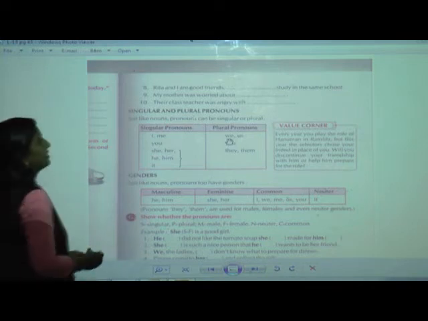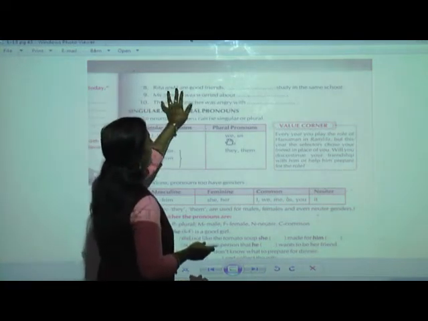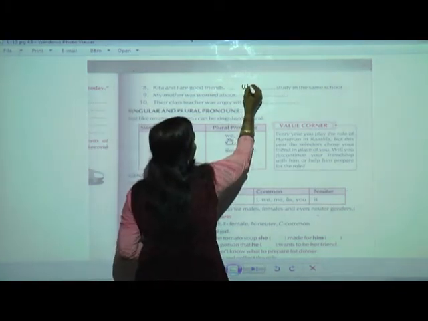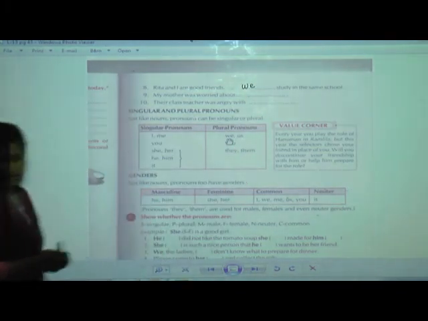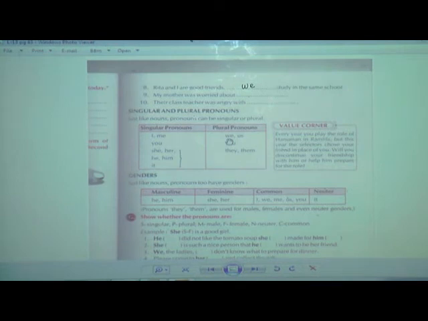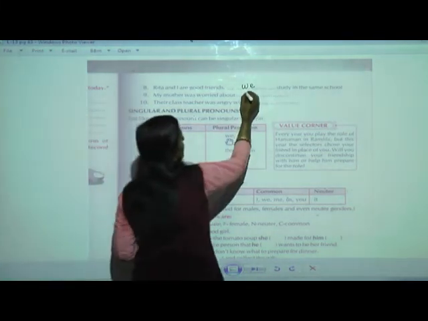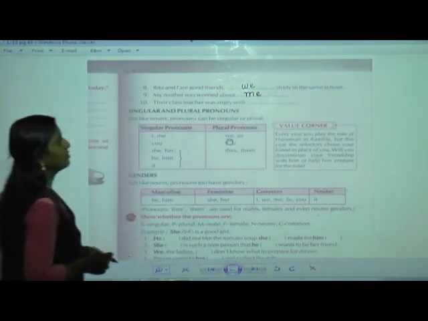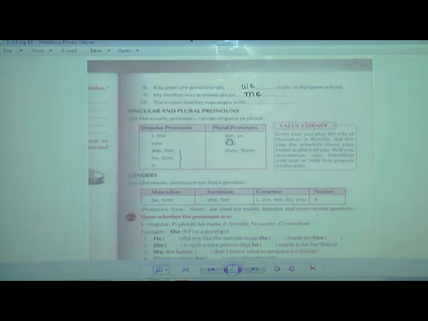Rita and I are good friends. Now here students we can see that "Rita and I" is plural. So we are going to use "we", W-E. We study in the same school. My mother was worried about me. Their class teacher was angry with them.